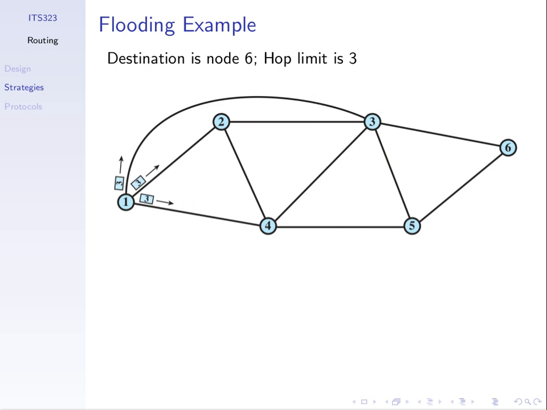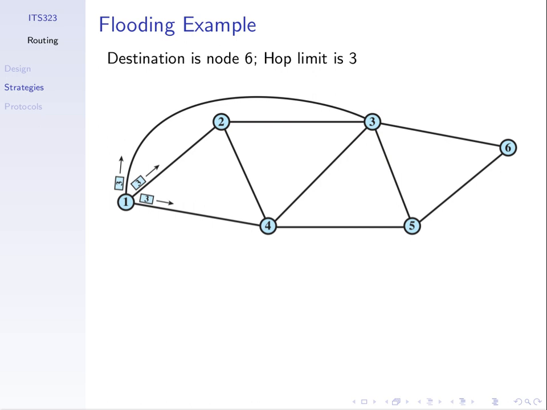Similarly, node 3 received a copy of the first packet and will send to all of its neighbours. The neighbours of 3 are 2, 4, 5 and 6. Of course it doesn't send back to node 1 because node 1 just sent it. So 2, 4, 5 and 6.